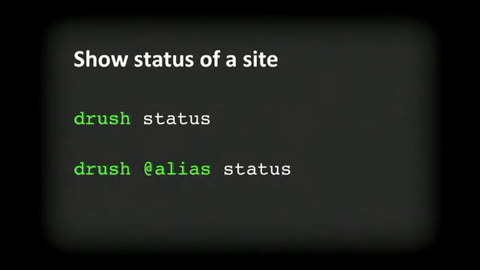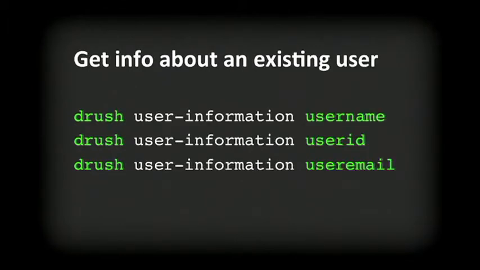To show the status of your site, drush status is quite a cool one. And if you wanted to see the status of a site that's not local, you could either log in with SSH into that site and then do drush status, or from your local machine, you can just do drush, whatever the alias name is, and then status, and that will give you the status for that site. So it's very powerful, site aliases.